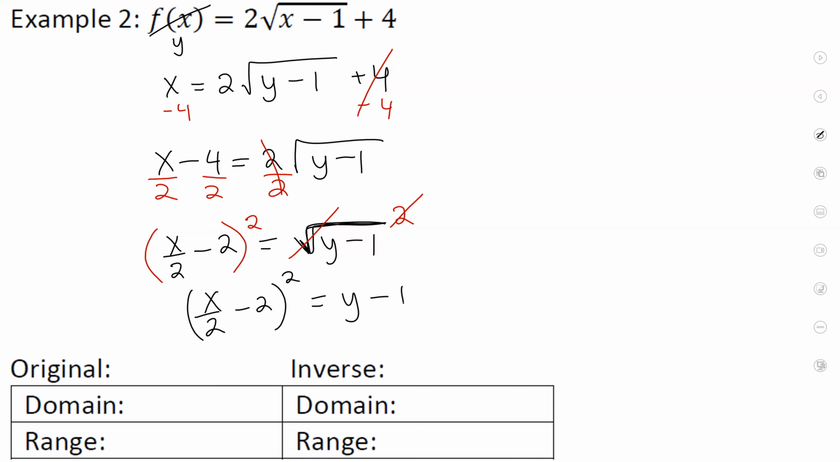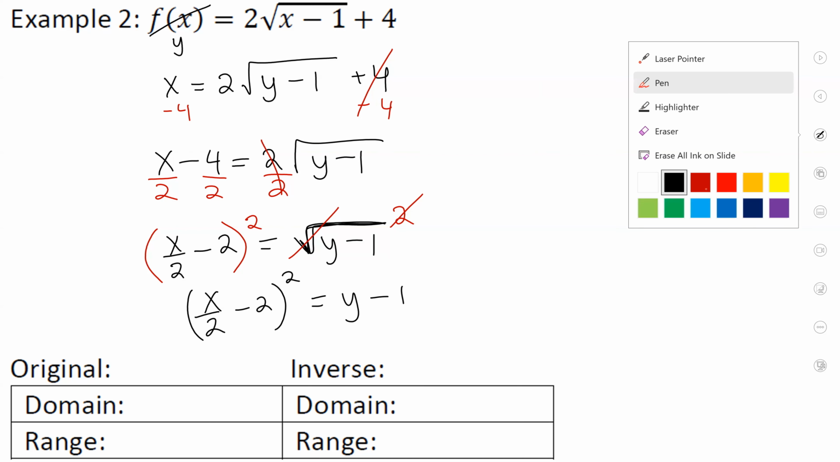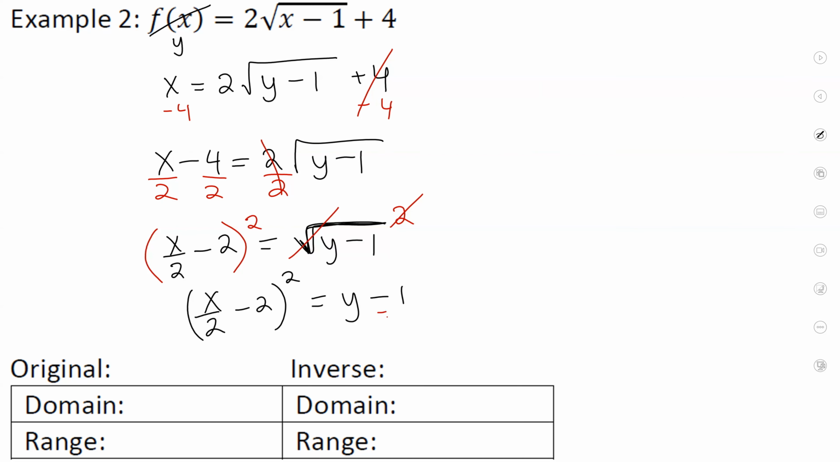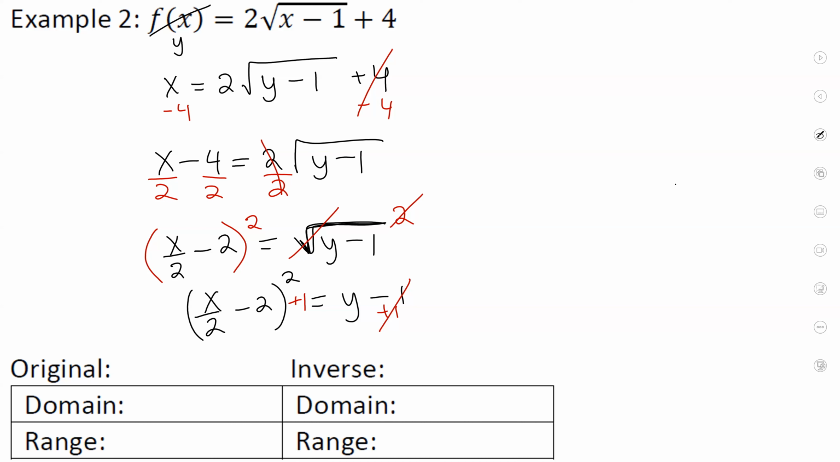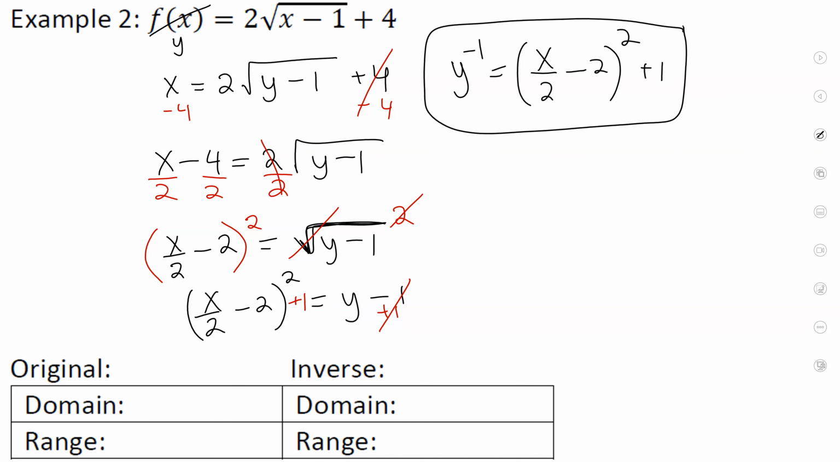And I just have one final thing to do. Exactly. So we'll add 1. That cancels out. And add 1 to this side. So that's my inverse. I'll write it nice over here. So I have x divided by 2 minus 2 squared plus 1. That's my inverse. And just put the inverse symbol. So that is the inverse.